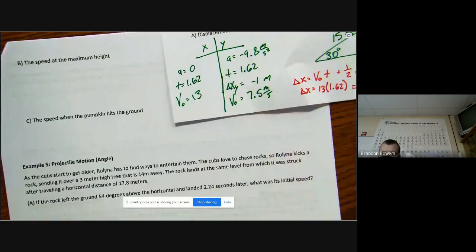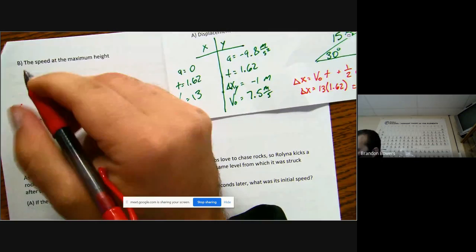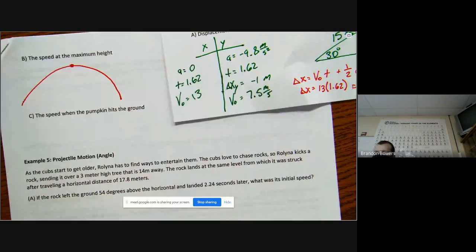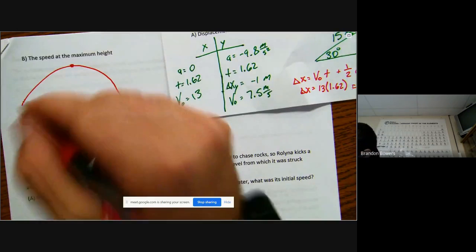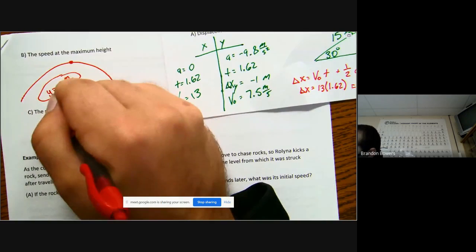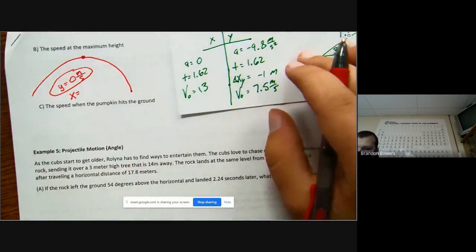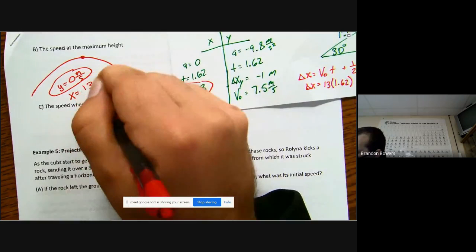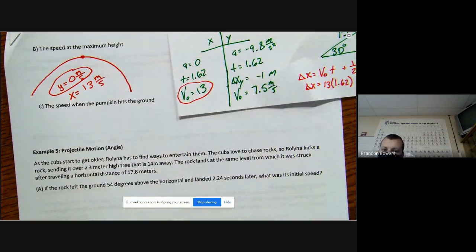So what is the speed at the maximum height? If I look here, there's my parabola. Up here, what is the speed in the y direction? 0. Now remember, in the x direction, velocity is constant. I already know my initial velocity, so my speed is going to be 13 meters per second. Well, that's an easy question. I already have all my data.